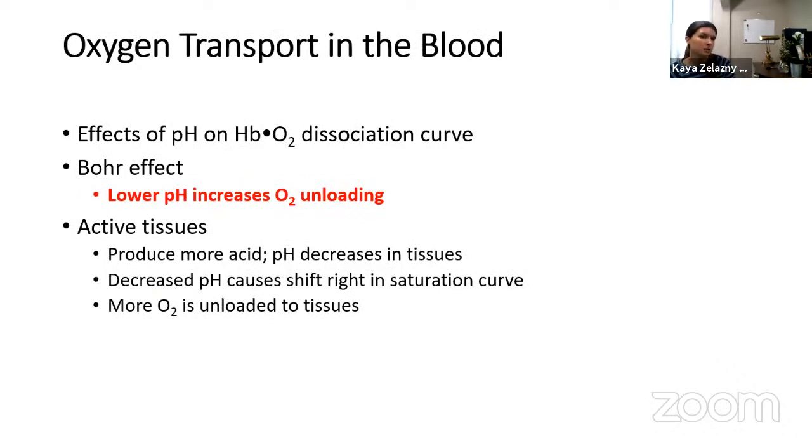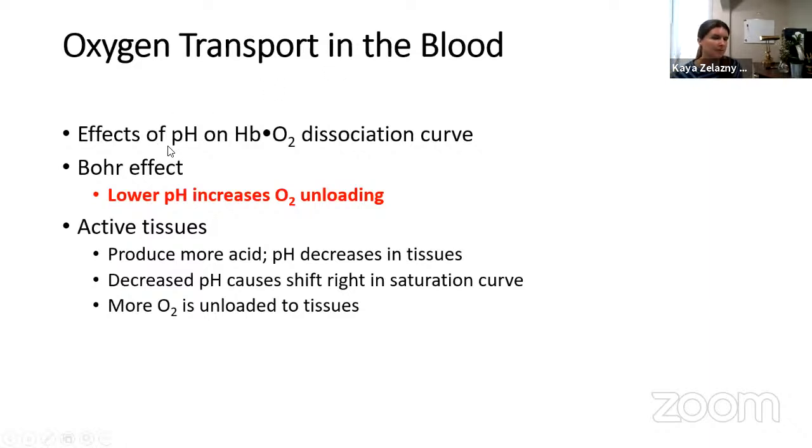Okay, so now we're thinking about oxygen transport in the blood. So we've seen this dissociation curve, right? We know we have our standard dissociation curve, where our standard partial pressures of oxygen in the tissue versus in the lungs give us 75% saturation near the tissue, almost 100% saturation in the lungs. But now we're thinking about the causes of those right and left shifts to the curve.